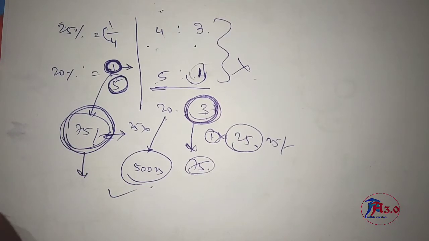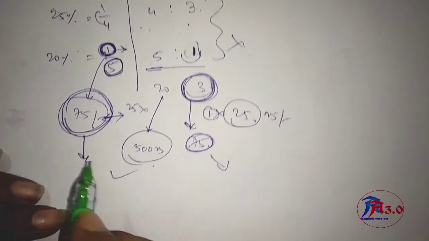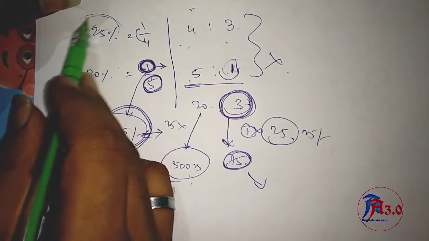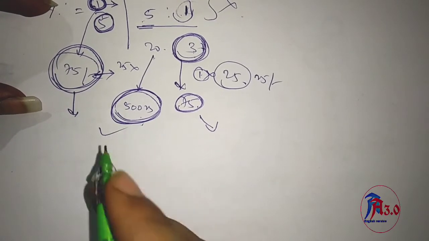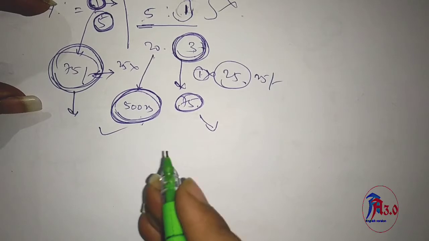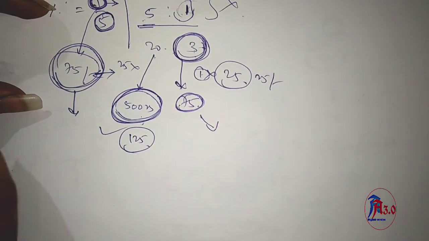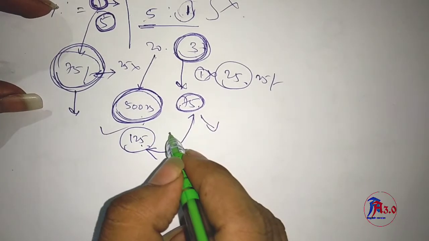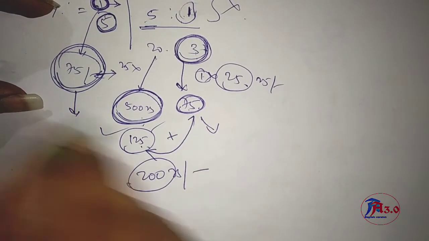If he asks about total expenditure, anyway we have 75 as one part of the expenditure, and the first expenditure is what? First expenditure is 25 percent. So what is 25 percent of 500? 25 percent of 500 is 125, and total expenditure is 125 plus 75, nothing but 200 rupees.